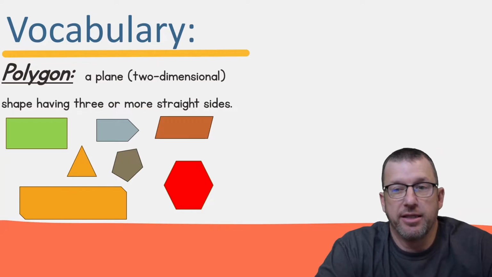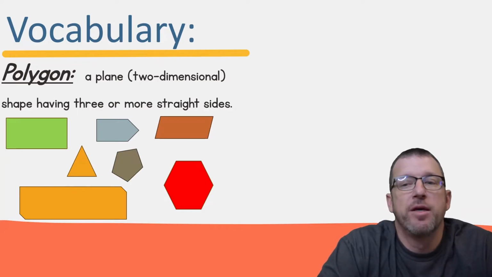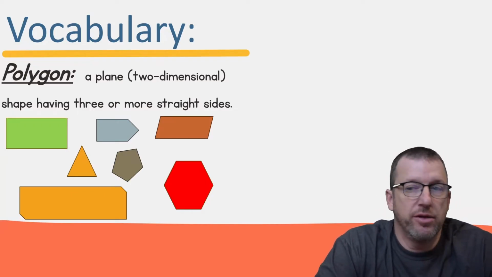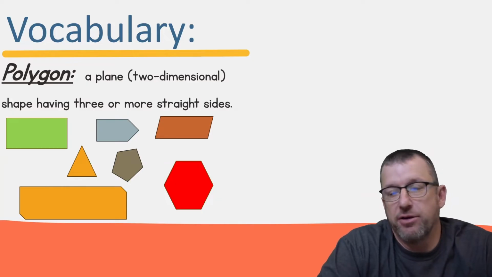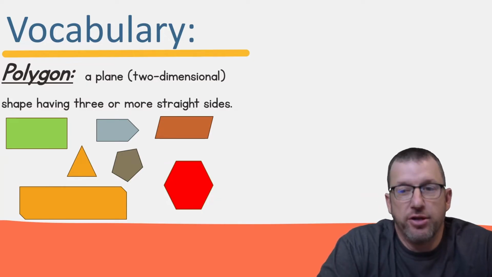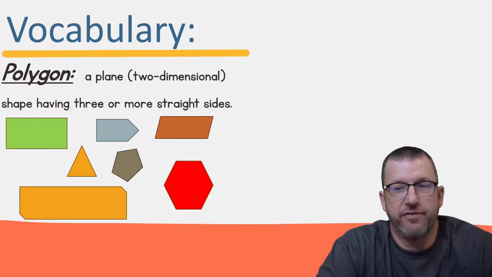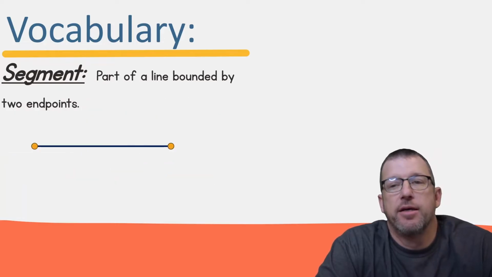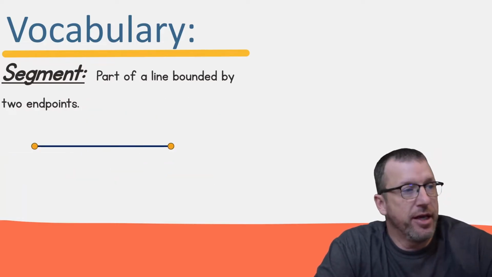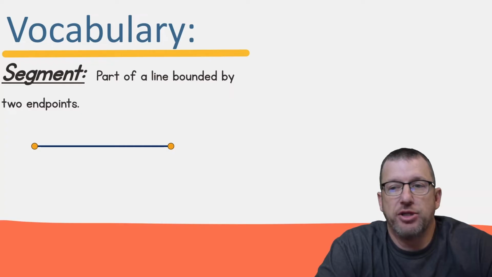All of these are polygons that you're looking at on your screen right now. We have a rectangle, we have a triangle, we have a pentagon, we have a parallelogram, and some other shapes. But you notice that all the sides are straight and all the sides connect, okay? That's a polygon. Two-dimensional, which means it's flat. It doesn't have depth. Segment, or a line segment, okay? That is a part of a line bounded by two endpoints.